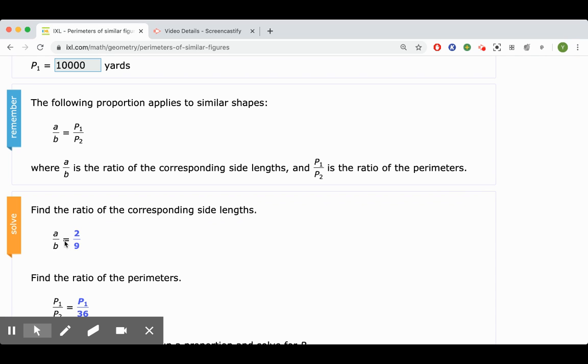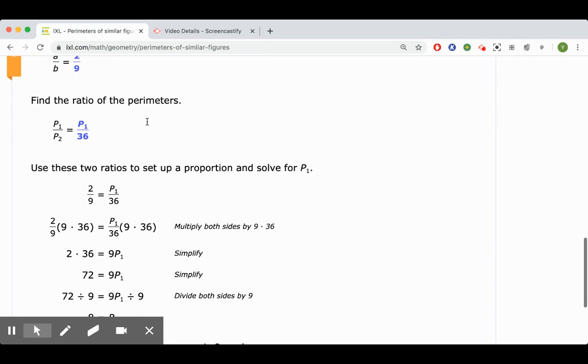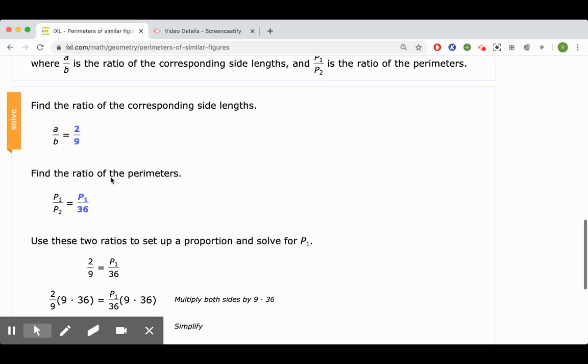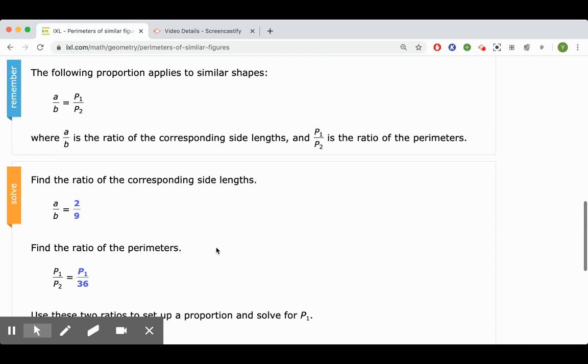Find the ratio of the corresponding side lengths. So A over B equals 2 over 9. They got the 2 and the 9 from the sides of the small one and the sides of the large one. Find the ratio of the perimeters. So P sub 1 over P sub 2 equals P sub 1 over 36. These are the perimeters. We don't know P sub 1 because that's what we're looking for, and the 36 is from the larger one.